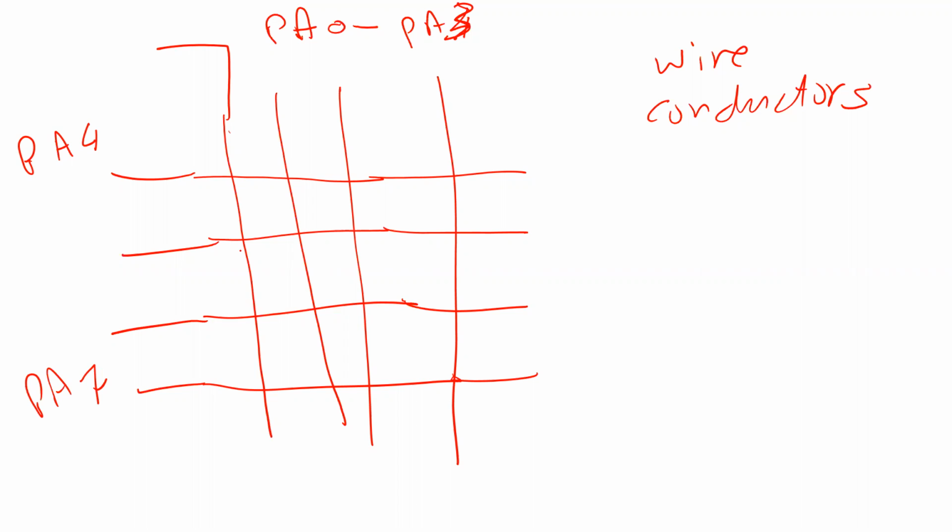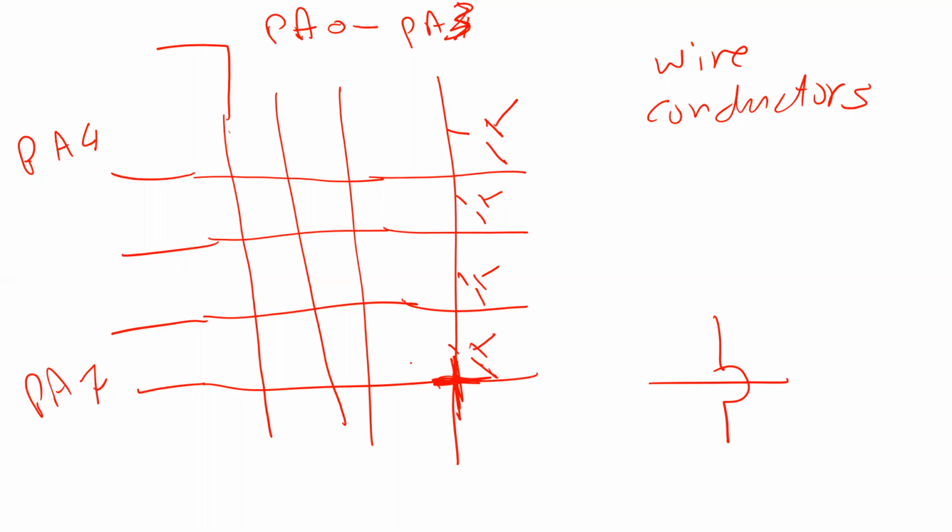One more thing I want to tell you guys. Where the wires cross, this is not a short circuit. You understand what I'm saying? They are not electrically connected here. It is like you just overpass it, so there is no short circuit at any intersection. Then in every intersection we put a switch. So in total we're going to have 16 switches, 4 by 4.